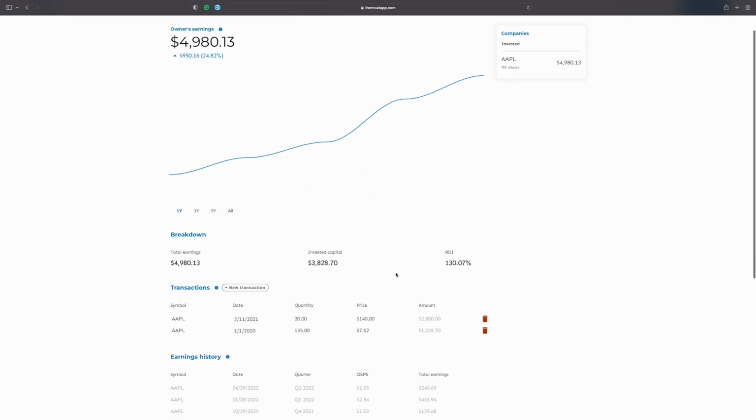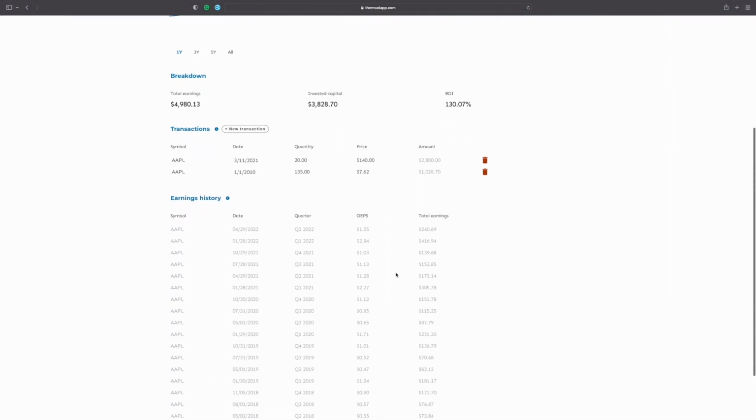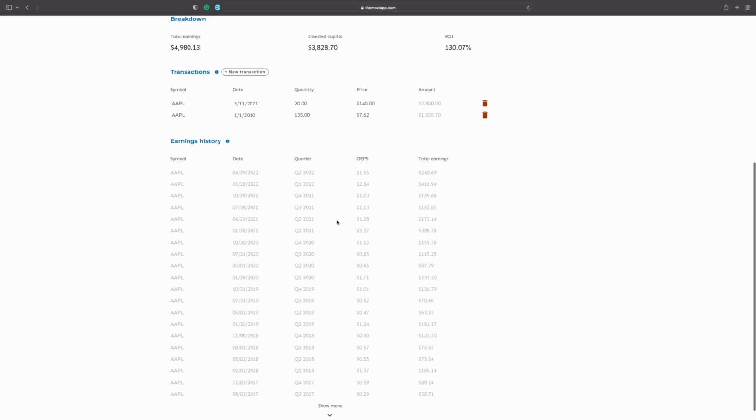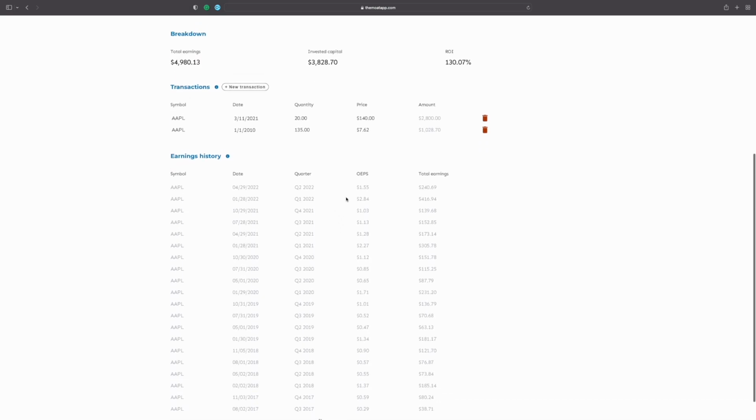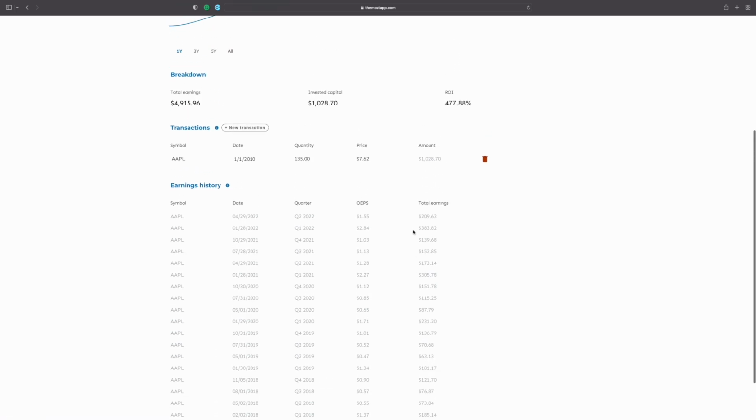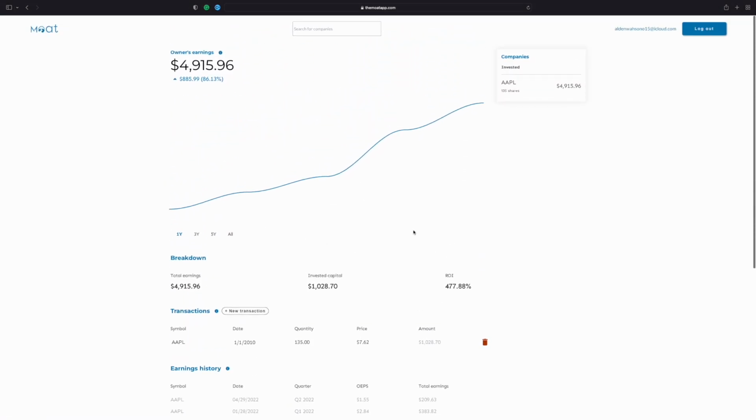So how do you maximize owner's earnings? Well, as you can see here, there are three factors that influence your owner's earnings. They are owner's earnings per share, the number of shares you own, and how long you've held on to those shares. The higher these numbers are, the higher your earnings will be, and the more money you will make. So by trying to maximize owner's earnings, you'll invest in companies that earn lots of money, buy them when they're cheap, and hold on to them for a long time as they continue to make money. In other words, you'll invest like a value investor just by using Moat.